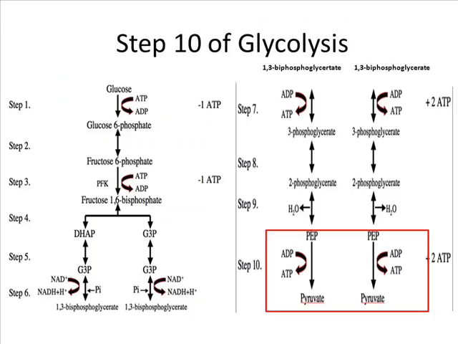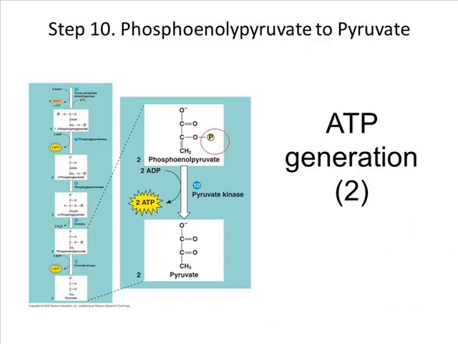In step 10, we've got the next generation of ATP. So from step 7, we've got 2 ATP being produced. The molecule is changed slightly in steps 8 and 9, and then we have step 10 where we get some ATP back and we get the production of pyruvate. So we have our PEP. Our PEP molecule still has a phosphate attached to it.